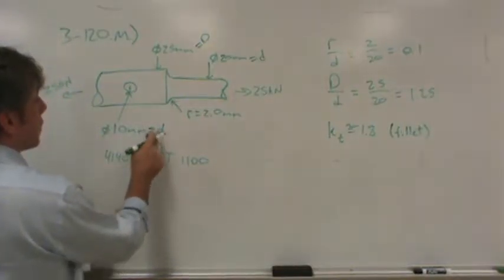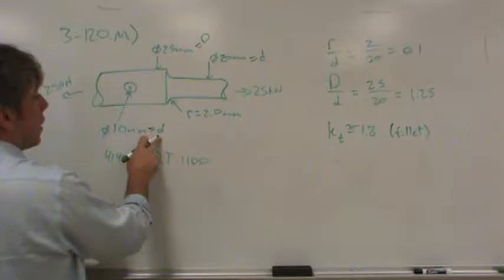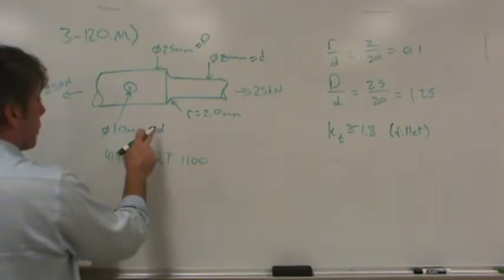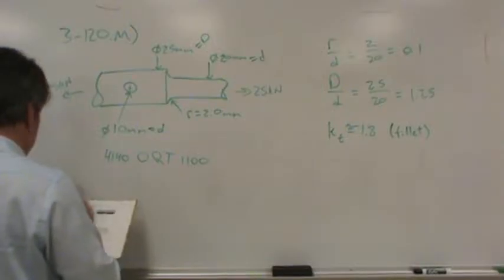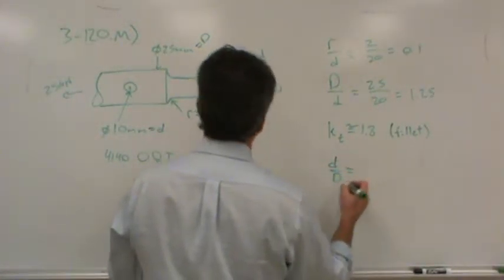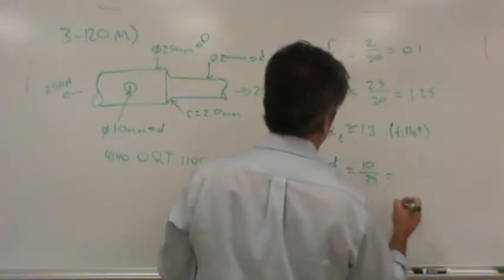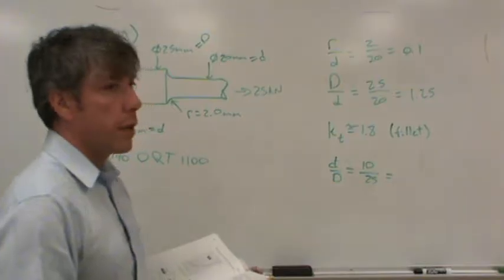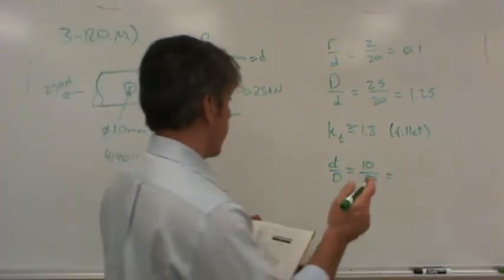Now don't get confused here. This little d is different than this little d, okay? We're talking about this part now. All right? So we need the diameter here over the diameter of the section, the larger section. So d over D then would be 10 over 25. Can't think of a quick way to do that one in my head. How much is it? 0.4. 0.4, thank you.